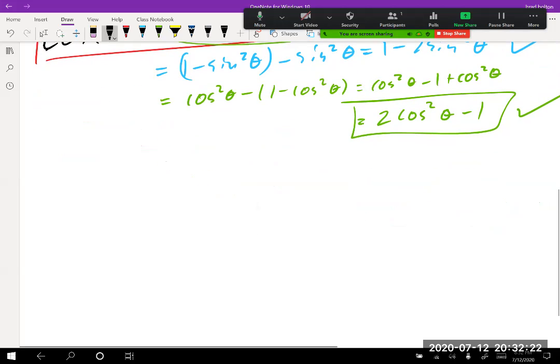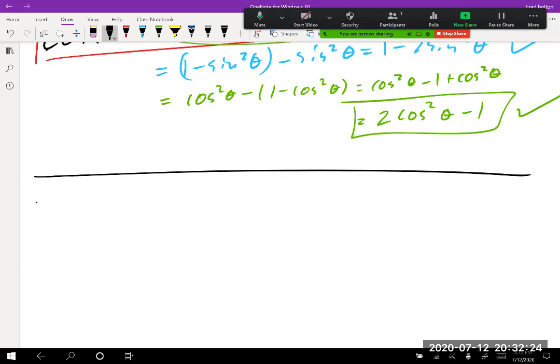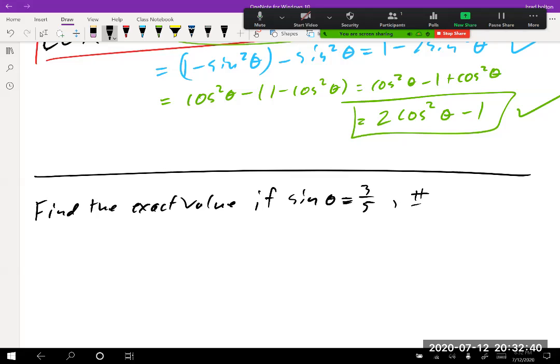So you can use these when somebody asks you to do this. They could say, find the exact value if sine of theta equals 3/5 and pi over 2 is less than theta is less than pi.